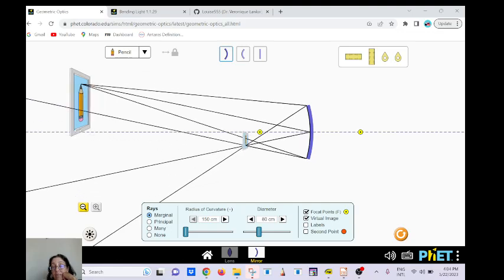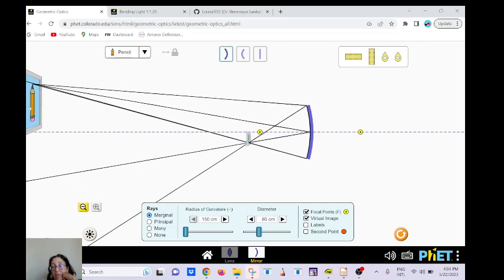When your object is at infinity, so very, very far away, all those rays are going to be parallel to the optic axis, and they are going to converge at the focal point. So that's why we can use that as a satellite dish, to get the data from a satellite coming from very, very far away.